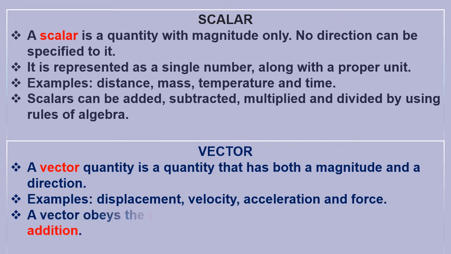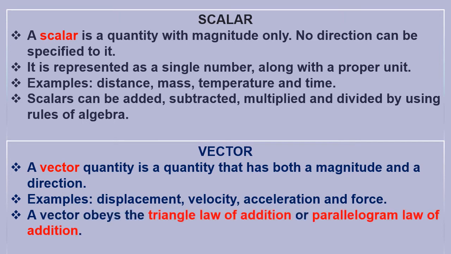So these are vectors. Vectors cannot be added by the rules of algebra, or normal algebraic rules cannot be used for them. They follow special rules for addition. We will learn in the coming portions of the chapter. So they can be added by using triangle or parallelogram law of addition.